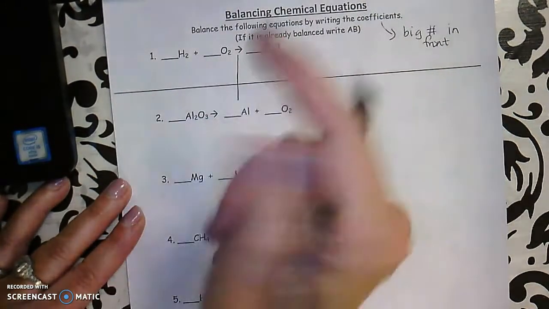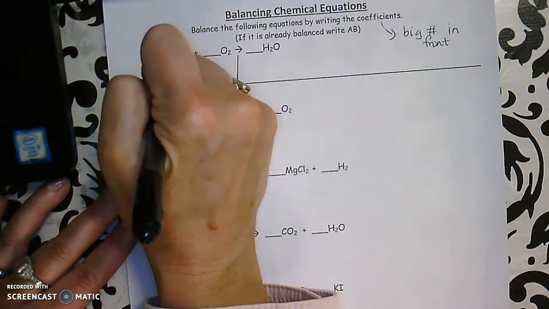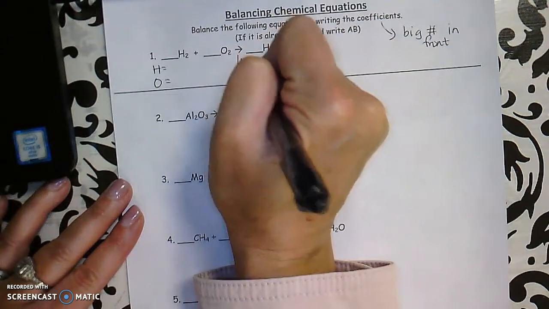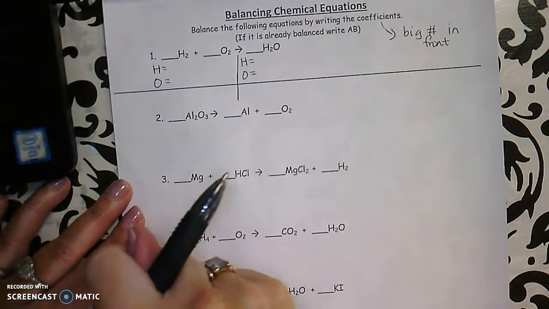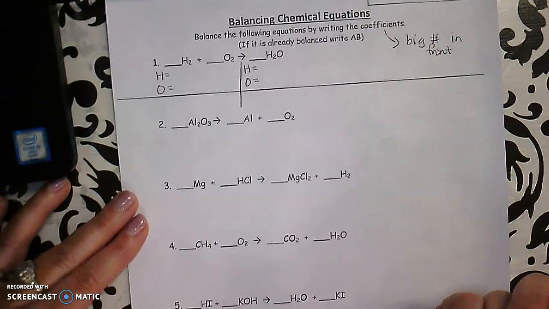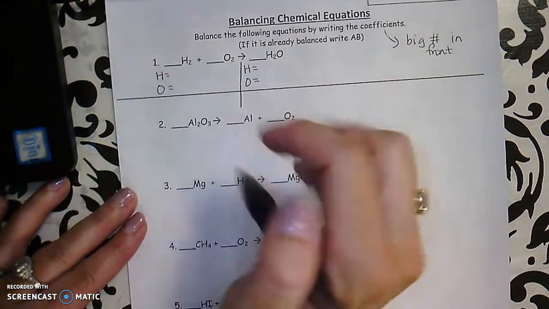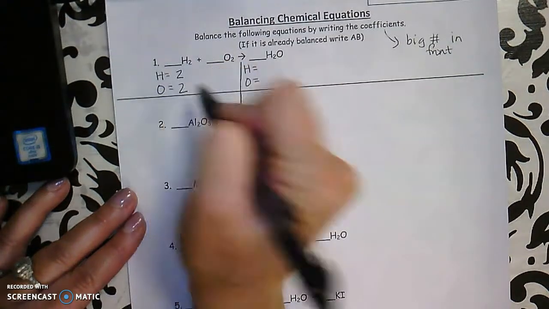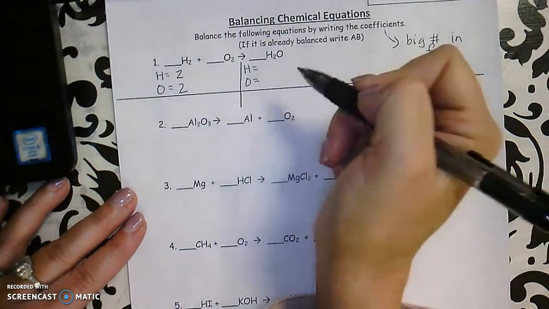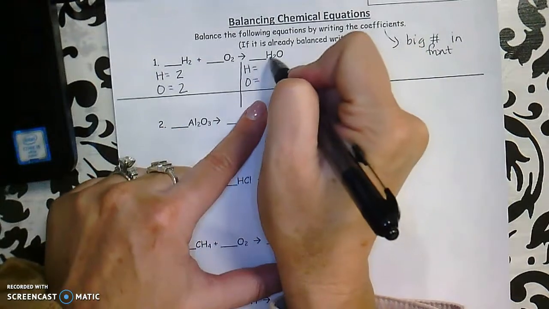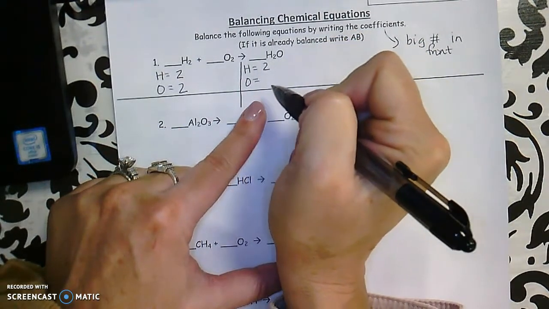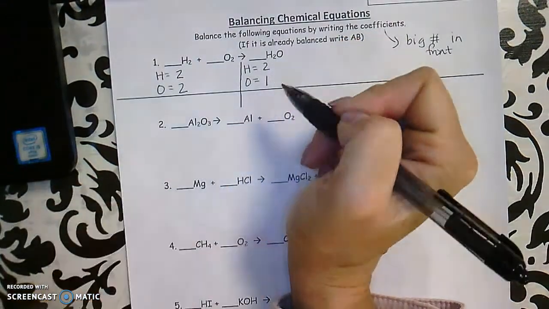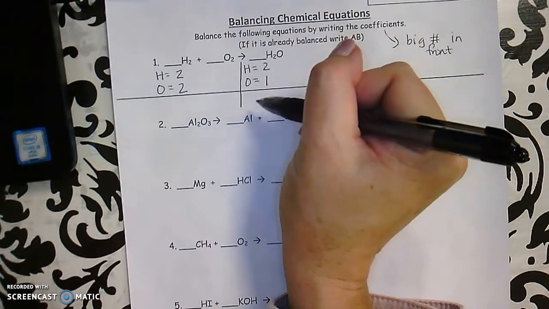So to start out, we list the elements that we see, and I have hydrogen and I have oxygen. So I'm going to list them in the same order on both the reactants and the product side. And then the first thing we do is we just count how many we see. So on the reactant side, I have 2 hydrogens, and I have 2 oxygens. On the product side, I have 2 hydrogens, and I have an understood 1 here, so I have 1 oxygen.